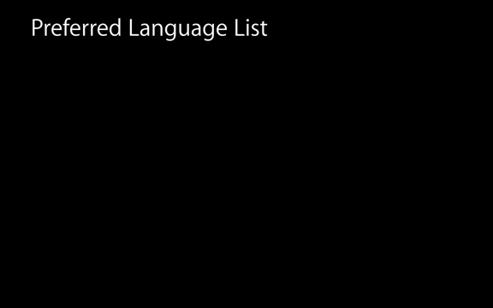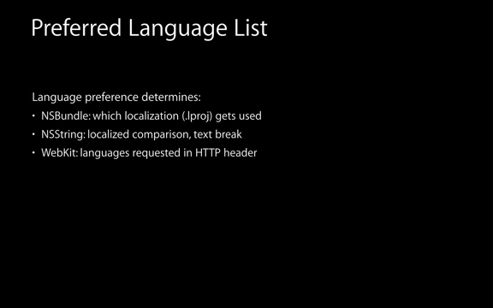So let's look a little more closely at the preferred language list. What uses it? Well, probably the most important thing that uses the preferred language list is NSBundle. It uses that information to pick the localization that your app uses when it runs. But it's also used by NSString. NSString has several language-sensitive operations, such as localized string comparison or breaking text into words or sentences. And NSString uses the preferred language list to determine which language to use for that.